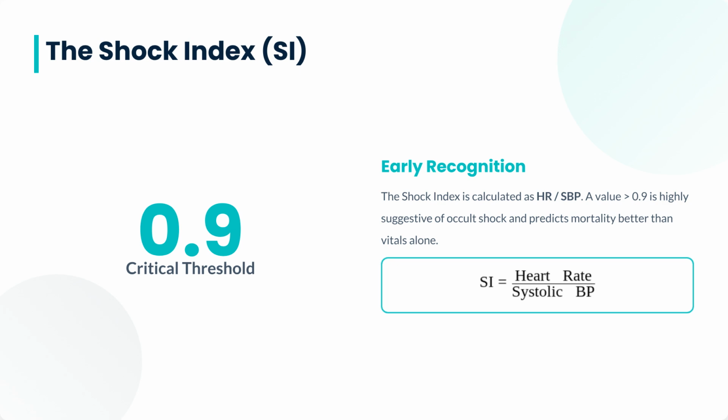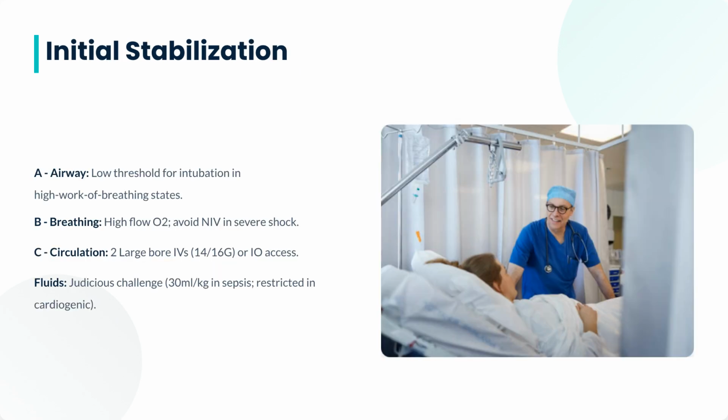The shock index, calculated as heart rate divided by systolic blood pressure, is a key tool for early recognition. A value greater than 0.9 is a critical threshold, highly suggestive of occult shock, and predicts mortality better than vitals alone. Initial stabilization follows the ABCs.